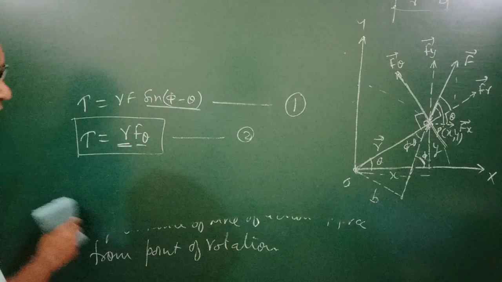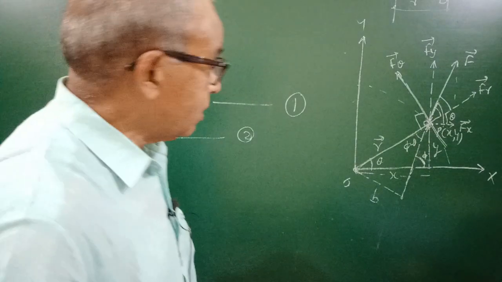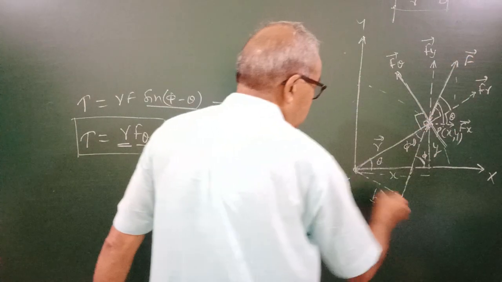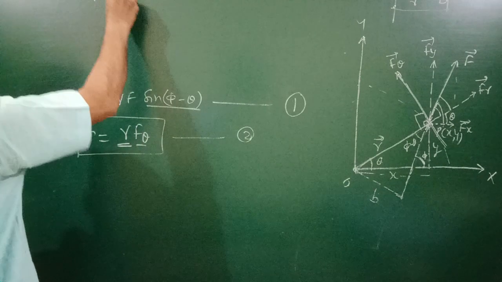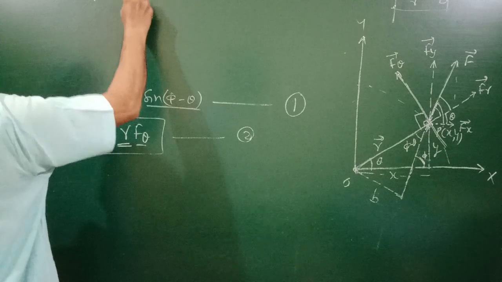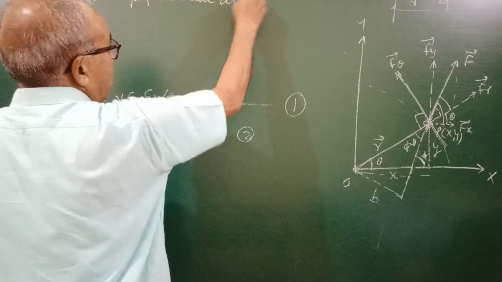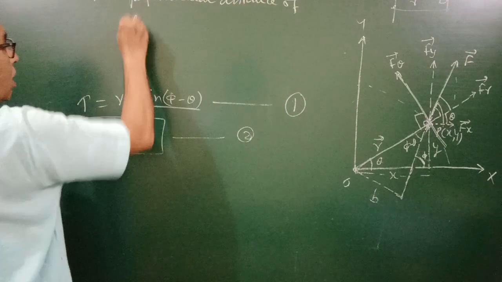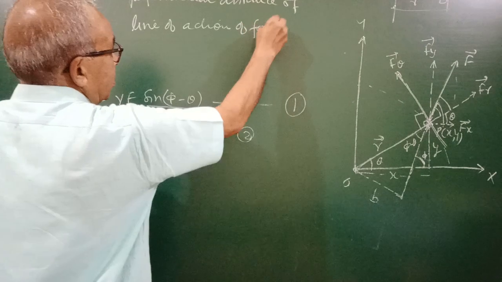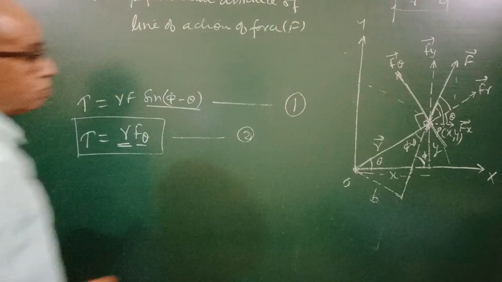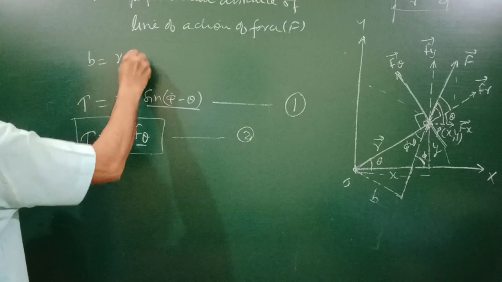Now again, in equation 2, you can see in the figure, here is b. What is b? This is the perpendicular distance of the line of action of force from the axis of rotation. b is equal to the perpendicular distance of the line of action of force F, and from the figure, b equals r sine phi minus theta.